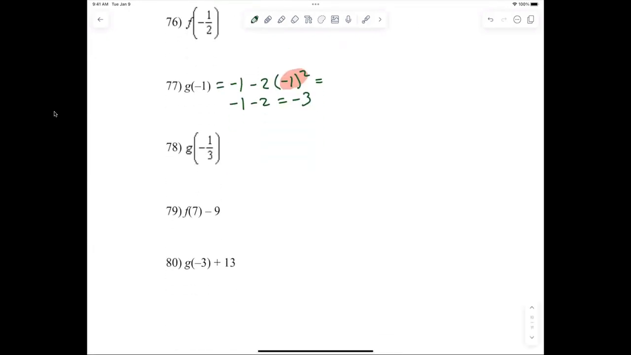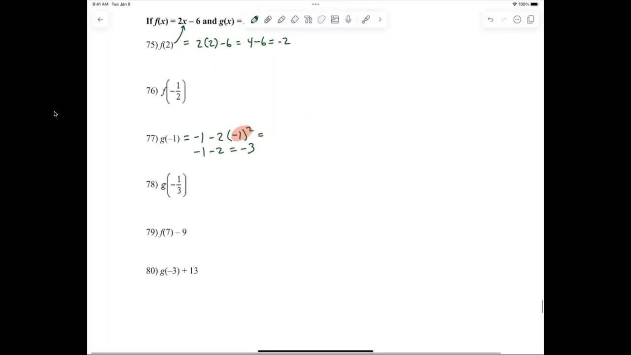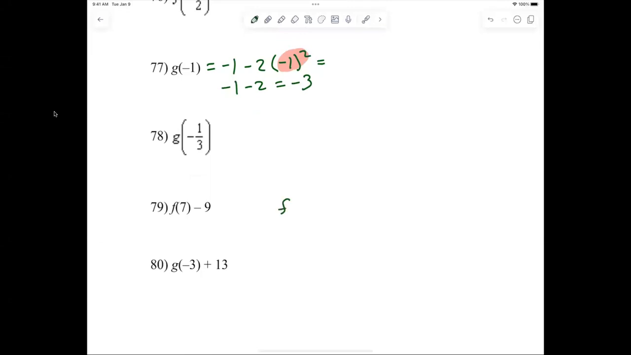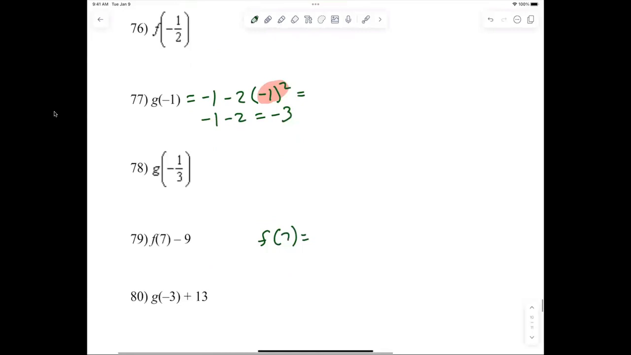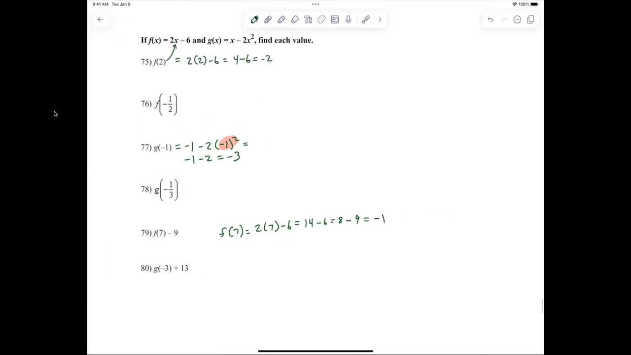All right, now f of 7 minus 9. So I have to find f of 7, and then I subtract 9. So let's come over here and say f of 7 equals 2 times 7 minus 6. 14 minus 6 equals 8. And after I do that, I do what? Minus 9, which equals what? -1.